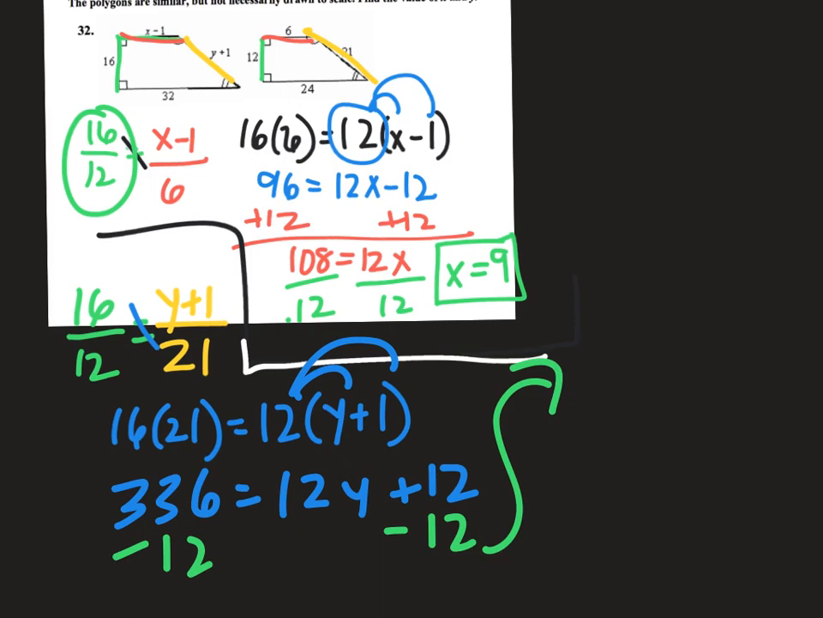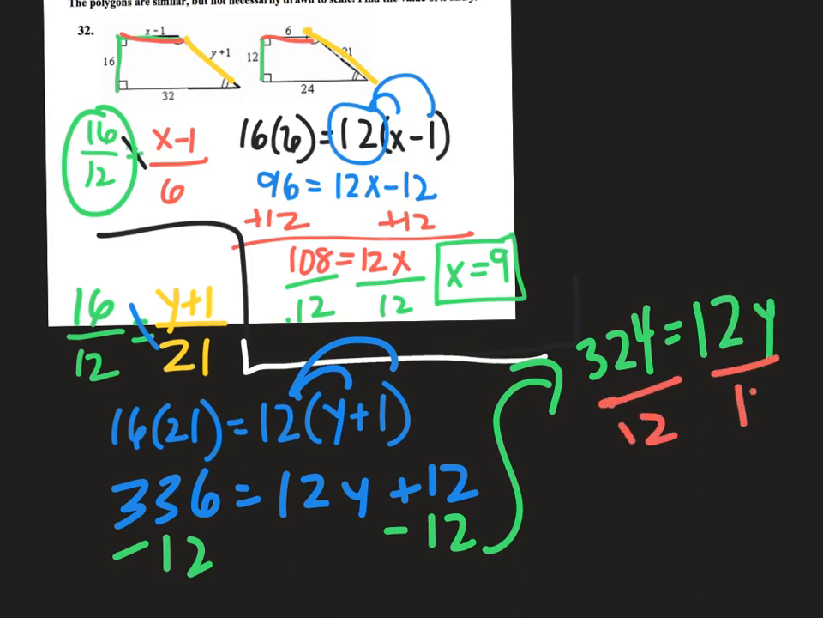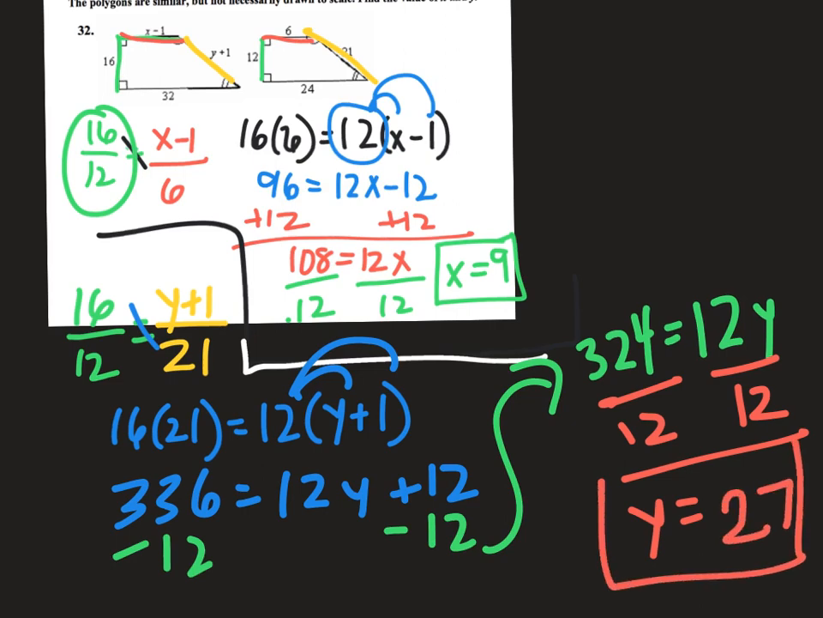I'm just going to move up here. So we're doing 324 equals 12y. My last step is going to be to go ahead and divide by 12. And we get y equals 324 divided by 12, 27. All right, and that is your answer.